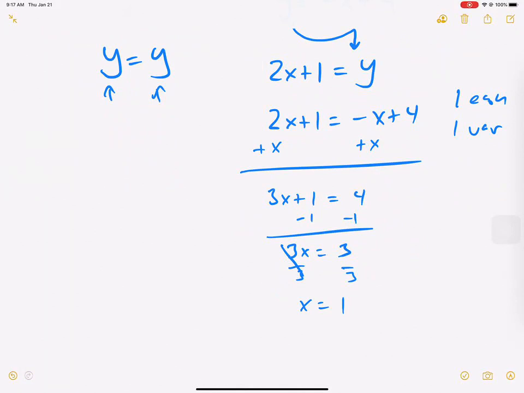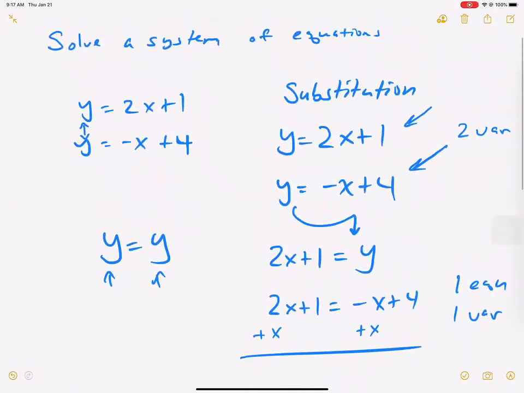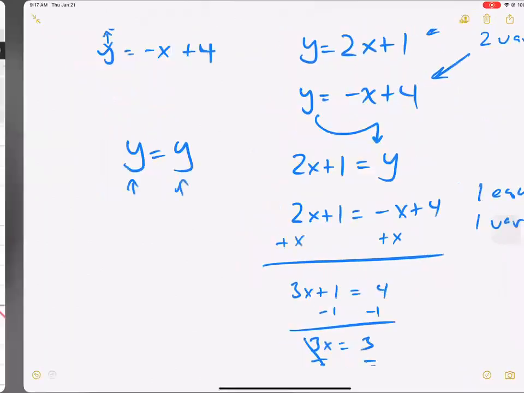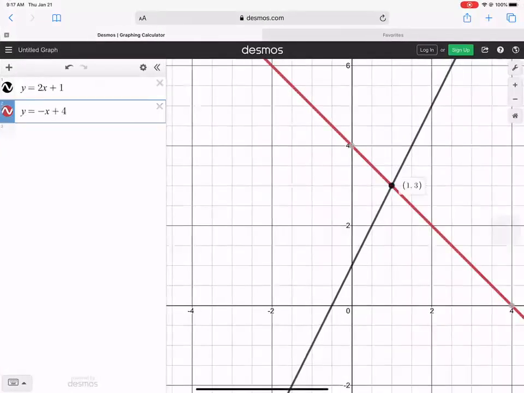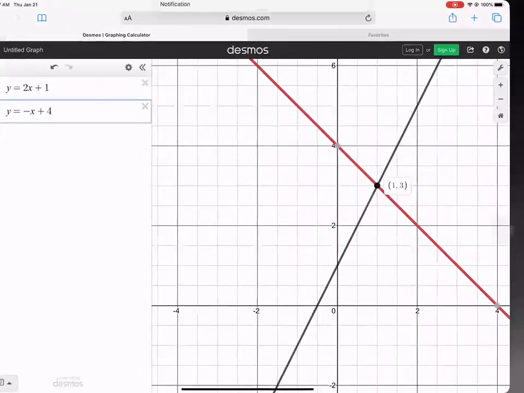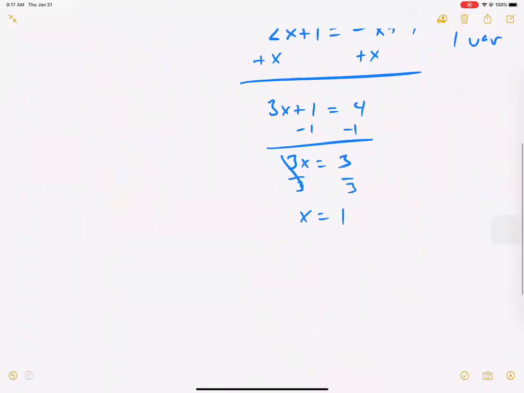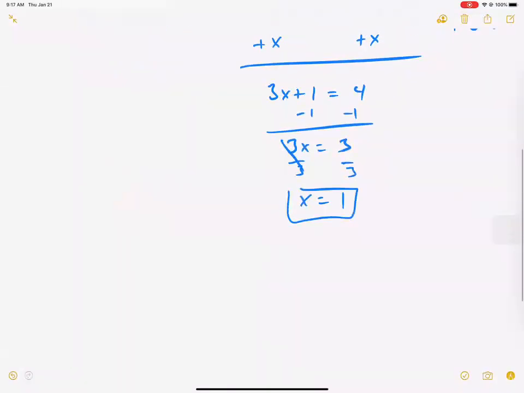But don't we originally have x and y in the problem? Now here's the cool part. Our x value is 1, right? That's our answer. Now let's go ahead and solve for y. How do I end up solving for y? Well, since we know x is 1, we're going to plug in, substitute x equals 1 into the y equations, okay?